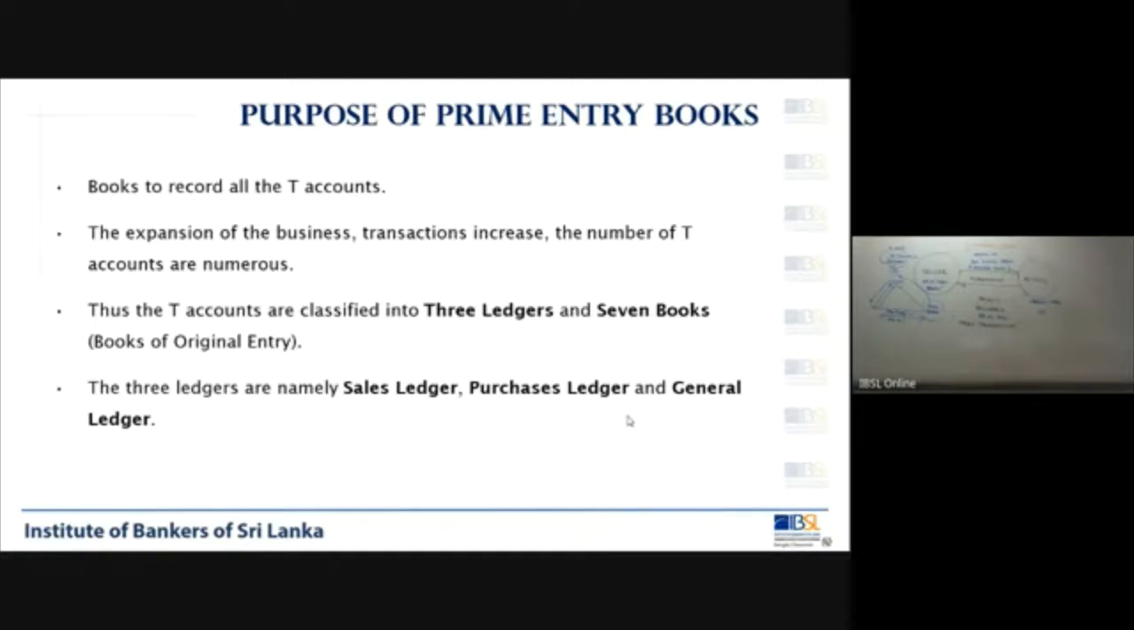Your accounts, or in other words, the T accounts, will be captured under these 3 ledgers: sales ledger, purchases ledger, and the general ledger.